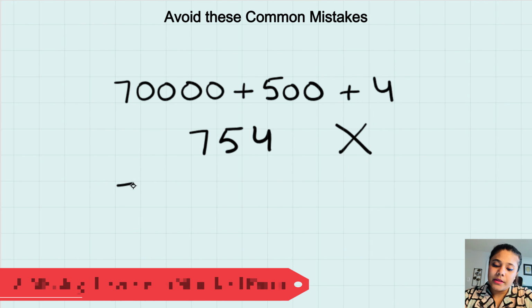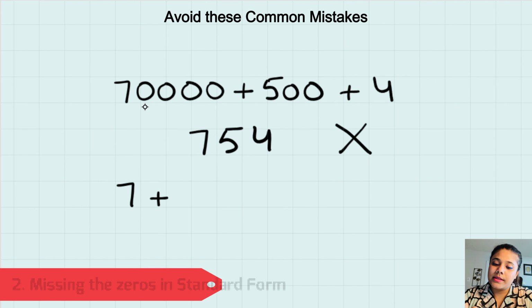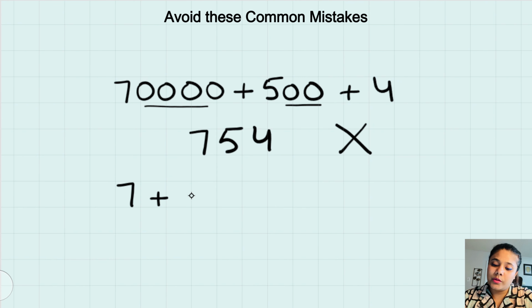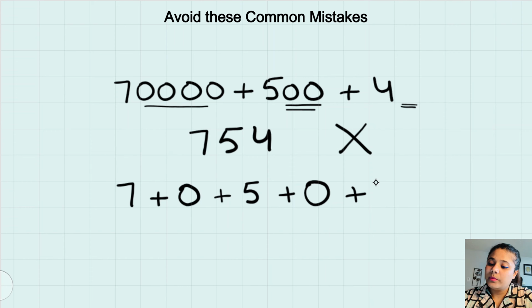So it will be 7 plus, since there are 4 zeros and there are only 2 zeros here, we would write a 0 here, then a 5. Since there are 2 zeros and no 0 here, we would write a 0 again, which would have only 1 0, plus 4, which would make 70504.